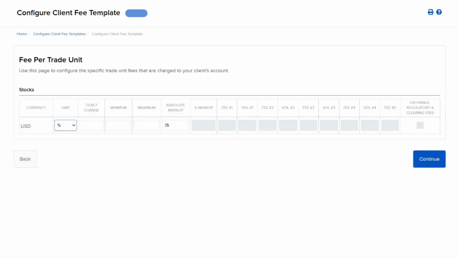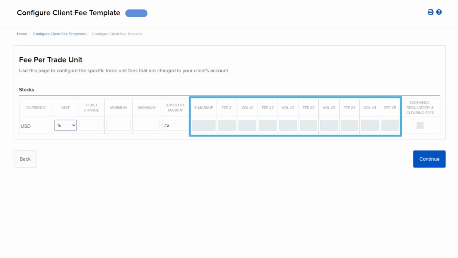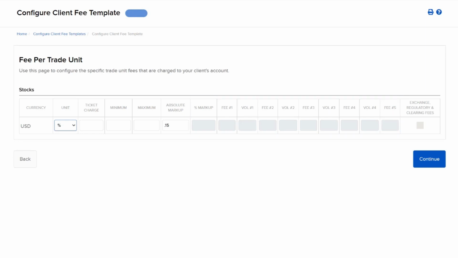Notice that when a value is entered in the absolute markup field, the percentage markup and absolute amount fields are grayed out, since it is not possible to use both absolute markup and either percentage markup or absolute amount methods for the same asset. However, the ticket charge, minimum and maximum fields are all still available to be configured, which we'll discuss later in this video.